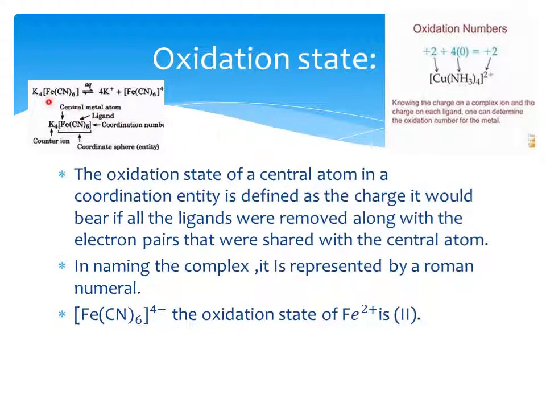Okay, here there is another one: K4[Fe(CN)6]. I ionize that into 4K+ and [Fe(CN)6]4-. Then for [Fe(CN)6], you have calculated the charge of iron as plus 2, so that is the plus 2 oxidation number.